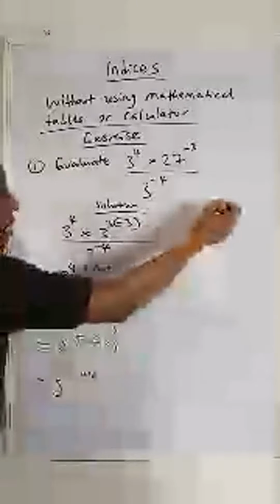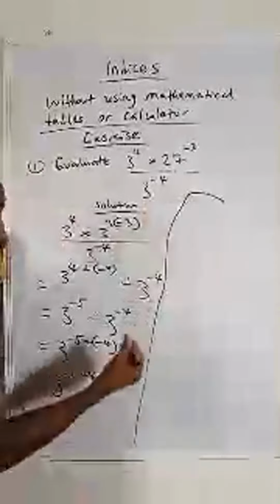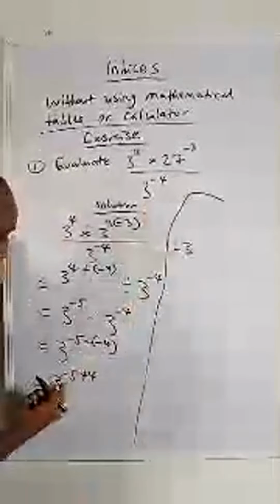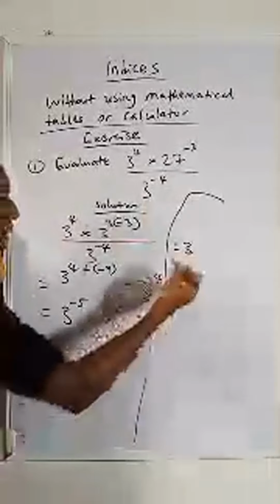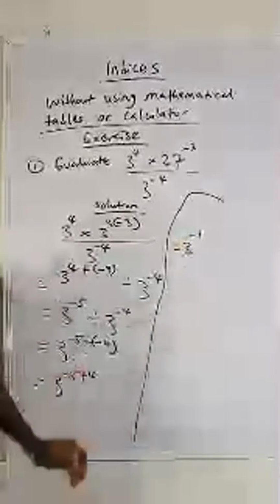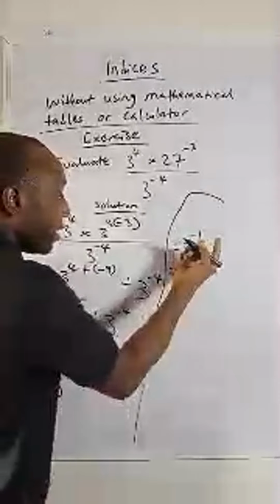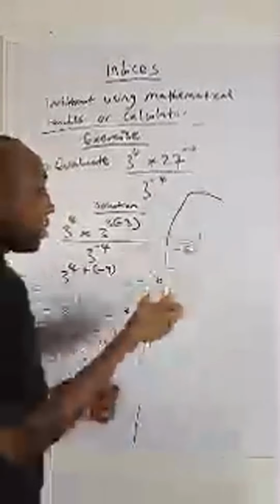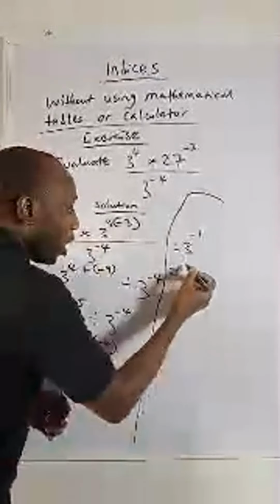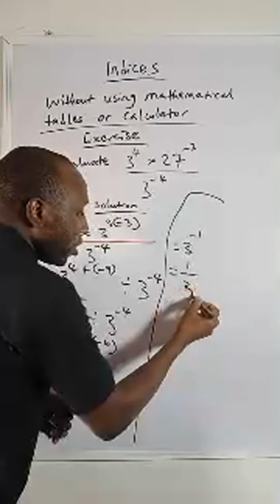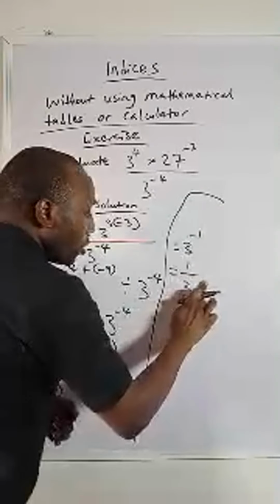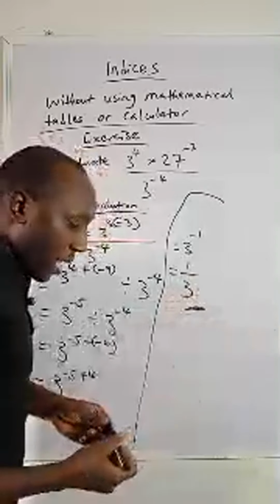And then finally, let me just finish it here. Finally, you have 3 raised to the power of minus 5 plus 4, which is minus 1. Are you seeing that? And your answer is just this. This is a negative exponent, so this negative will take the reciprocal of the number. That will be 1 over 3 raised to the power of 1, or just 1 over 3. I hope this is clear. So that's the answer.